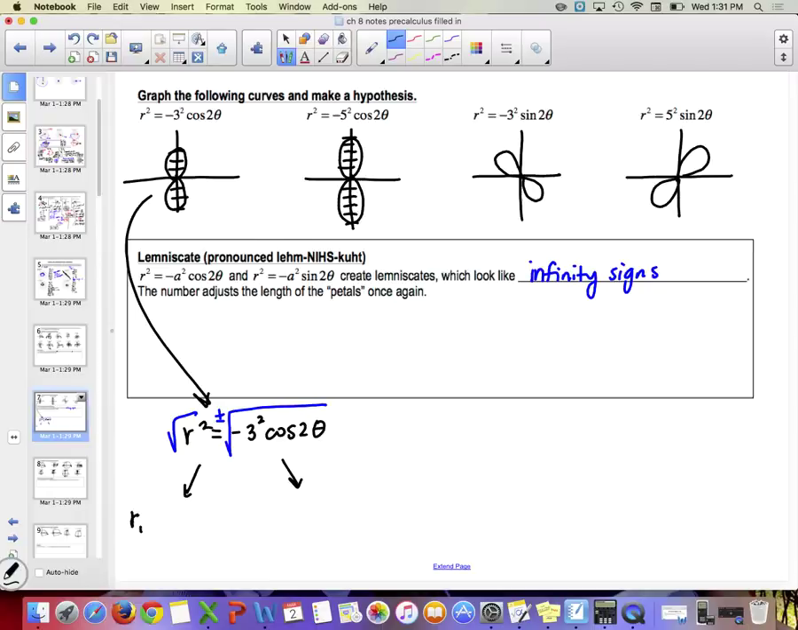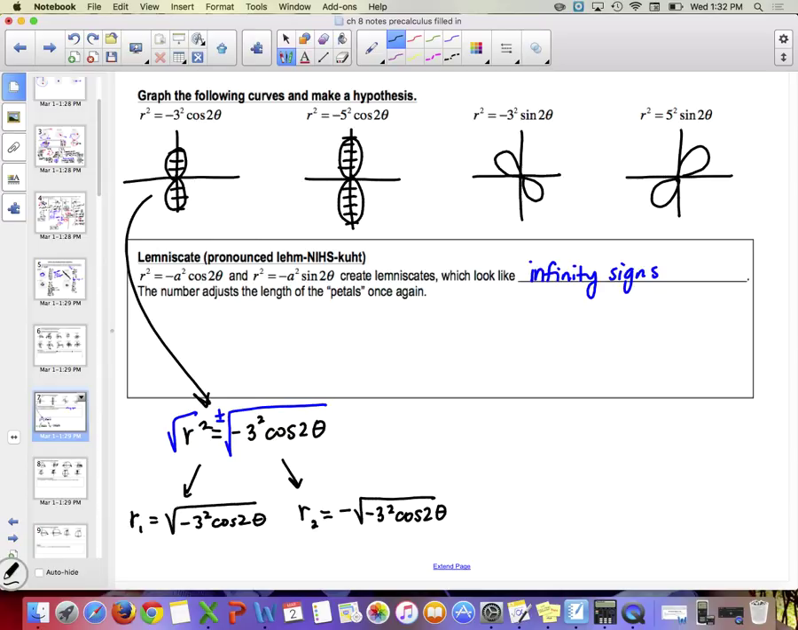So the first one is going to be R1, I think I wrote Y1 earlier, which is going to be positive square root of -3 squared cosine of 2 theta. And then the other one is going to be graphed as R2 equals negative on the outside and then -3 squared cosine of 2 theta. Do you square the negative? No, because it's only the square attached to the 3, there are no parentheses there. All right, so when you sketch each of those, you get these.